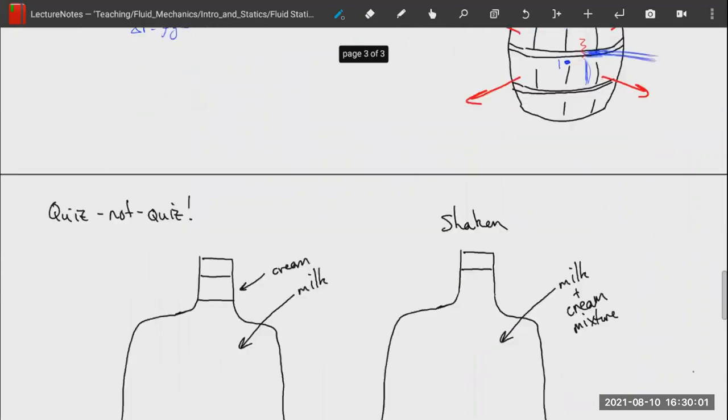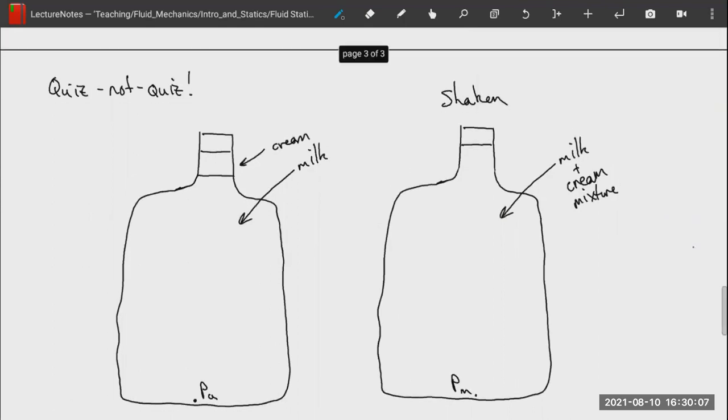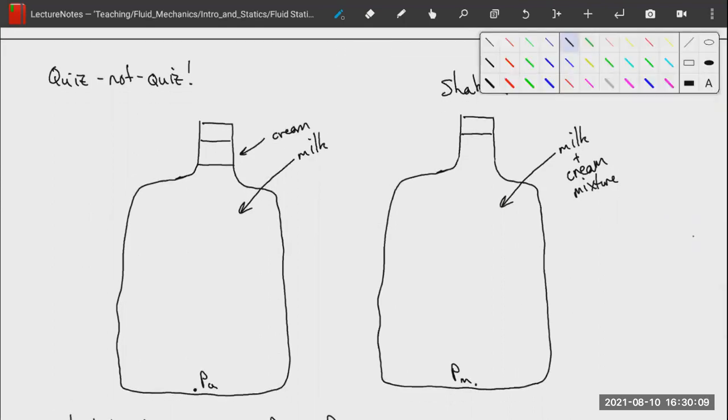Cool. All right, so in class, we will do a quiz, not quiz, and this is a fun quiz, not quiz, where we look at the difference in pressure at the bottom of a container of milk, where we have either shaken or not shaken it. This is old school milk, not homogenized, where the cream doesn't separate out. This is where the cream separates out, and the cream has risen to the top, so it obviously has a different pressure at the top.